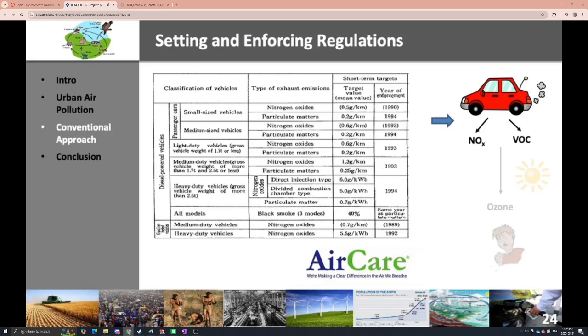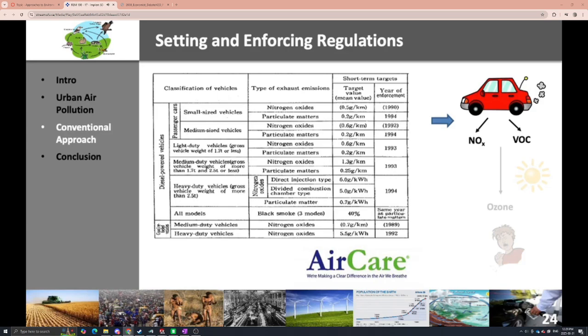Once you know you can achieve your objectives, then you can actually create regulations and the mechanisms for enforcing those regulations. What you see in this table is the amount of NOx and particulate matter that a car was allowed to emit during the time that we had the Air Care program in British Columbia. Now, the Air Care program was a BC initiative that was started in 1992 to improve air quality, and it was done by systematically testing the emissions of all cars.